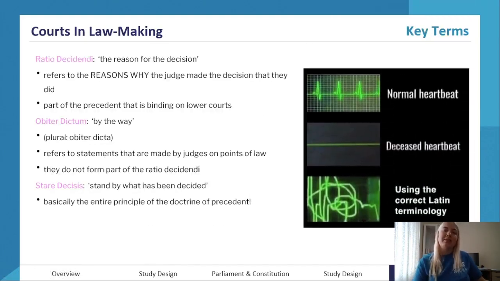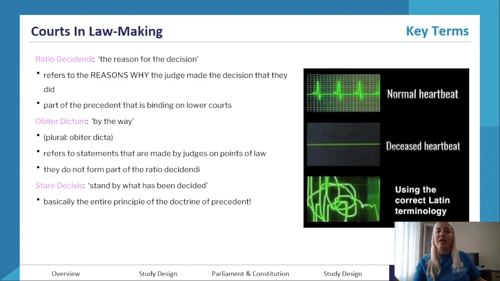Key terms when you're discussing precedent and common law that you should know include ratio decidendi, obiter dictum, and stare decisis. So ratio decidendi refers to the reason for the decision. This is the part of precedent or common law principle that is legally binding on all those lower courts in the court hierarchy. And it refers specifically to the reasons why the judge made the decision that they did. So exactly based on what circumstances and things that the accused or the defendant did, was that decision handed down.